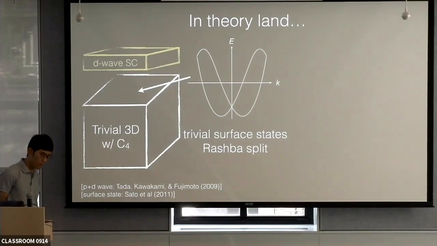So in that situation, could you have even parity that's still not adiabatically connected? I don't know of any examples.